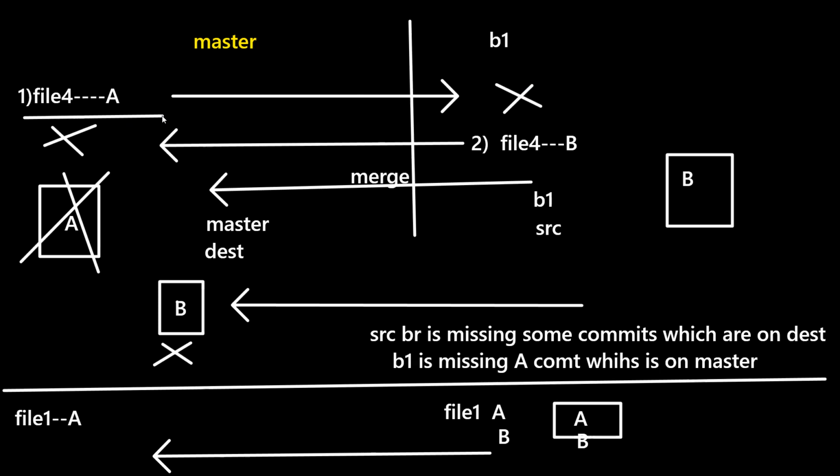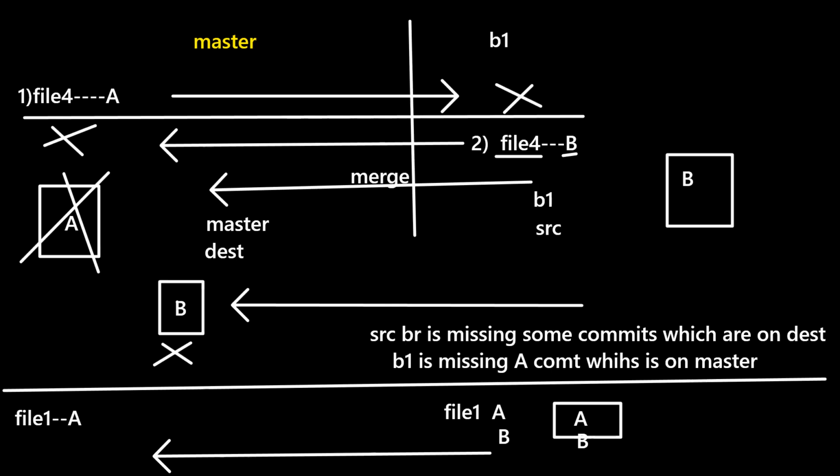File A is created on master. They created some commit. It's not there on the V1 branch. That's what is missing. Then later I created some other file with the same name and created some other commit. But here commit A is missing on the V1 branch, right? Which is there on the destination. That's the commit that is missing.